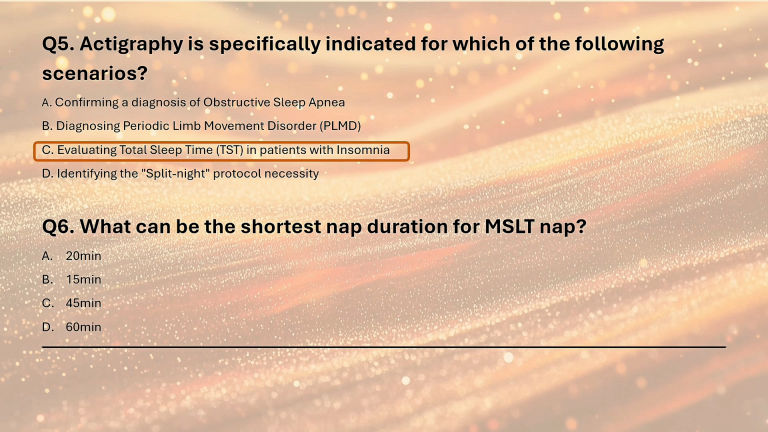Six, what can be the shortest nap duration for an MSLT nap? 20 minutes, 15 minutes, 45 minutes, and 60 minutes. We saw in the previous slide as well, when the patient in trial 3 didn't fall asleep, we recorded the nap. What is the time in the nap? It is 20 minutes. So the shortest nap duration for an MSLT nap is 20 minutes.